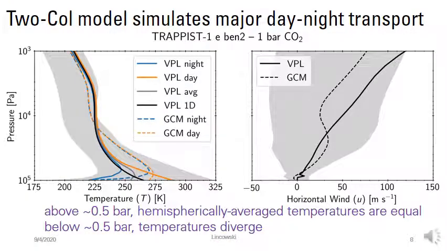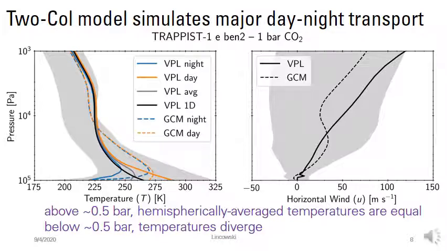To validate this model, I've obtained data from Eric Wolf from his TRAPPIST-1 intercomparison model for the B 1-bar CO2 case. You have temperatures on the left and the horizontal wind speed on the right. The gray region demonstrates the entire range of profiles for the planet and all the latitude and longitude points. And the dashed lines represent the averages. In the temperature, you have the night side average in blue and the day side average in orange. And then you have just the global average for wind speeds on the right. I've also included the two-column results as well.